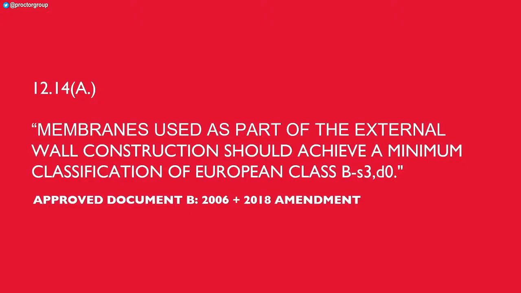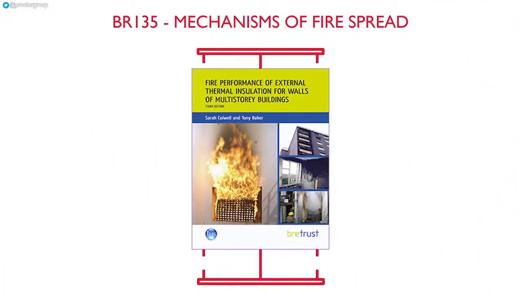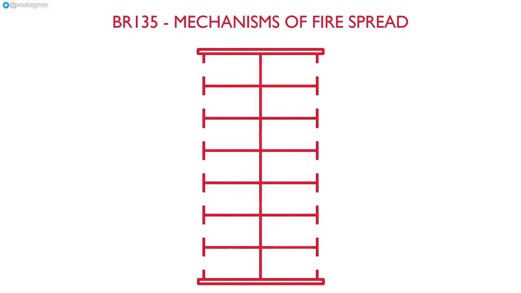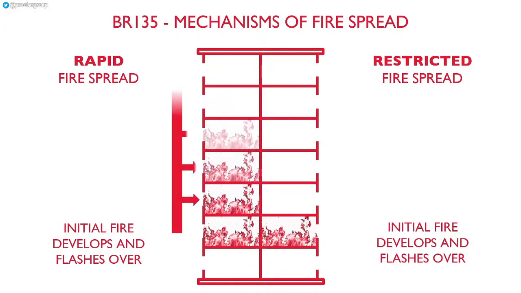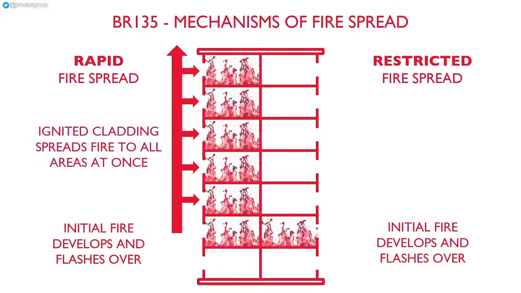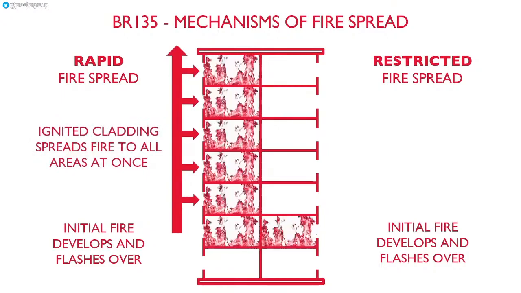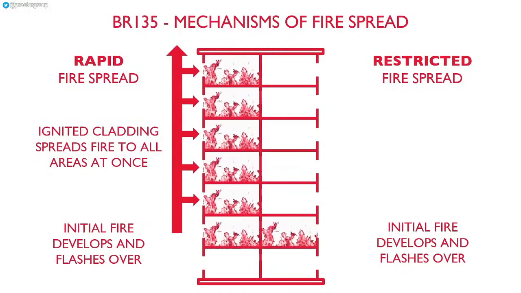Class B membranes are far better in permeability terms and don't usually contribute enough calorific value to have a significant effect on the development of a fire. The BR 135 guidance document uses the following model to illustrate the development of a fire. A rapid fire spread occurs when initial fire develops and flashes over and is then spread to all areas simultaneously by the outer cladding layers. This then starts fires across all the areas of the building.